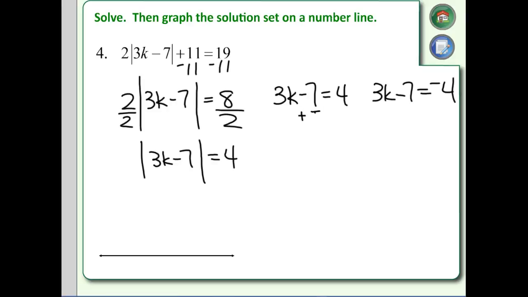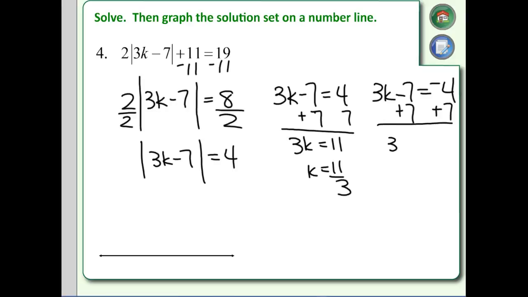So we're going to have to add 7 to both sides. So I've got 3k equals 11, and we're going to get a fraction this time. That's okay. Over here, second equation, we're going to still add 7, so we've got 3k equals 3, so k equals 1. Now remember, when it's an equation and I have 2 distinct answers, we're just going to put big, fat, juicy dots on our number line. So k equals 1, and then let's make this 3 and this 4, and 11 thirds is going to be closer to 4, so we just put our dot there.